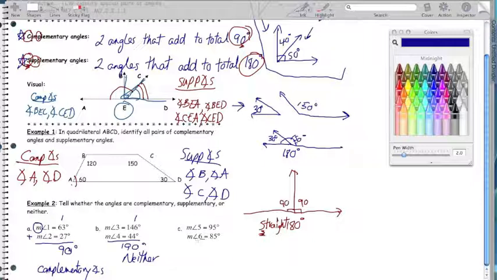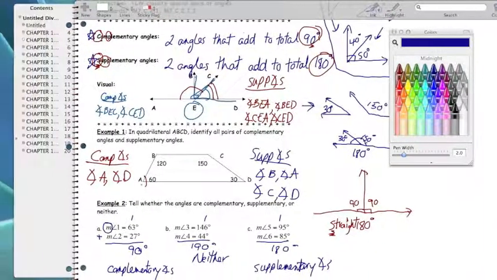And the last one, letter C. Measure of angle 5 is 95 degrees, and measure of angle 6 is 85 degrees. I'm going to add them up. 9, 10. Oh, I got 180. We have supplementary angles. Whew, long word. All right, let's take a look at the next page.